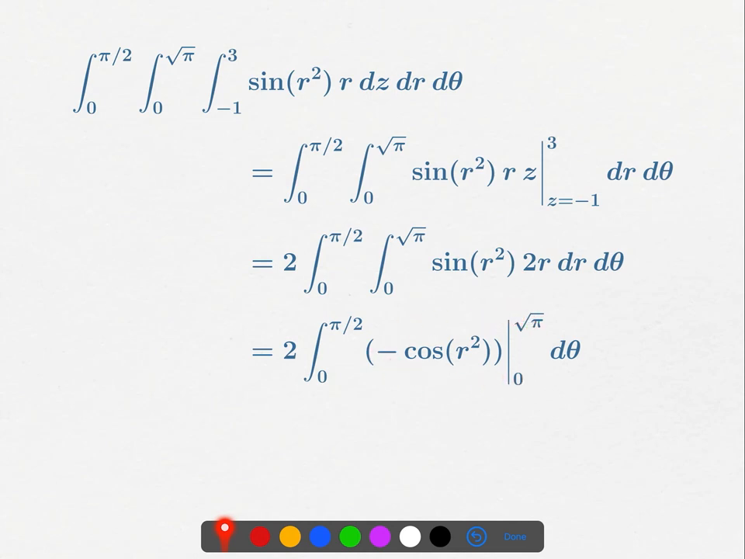So now we're going to have 4 times the integral from 0 to pi halves d theta. And of course, this part's just going to be pi halves. You're just going to get theta evaluated from 0 to pi halves. So you get pi halves times 4, which is 2 pi. So the answer to this problem, like the last problem, is 2 pi.